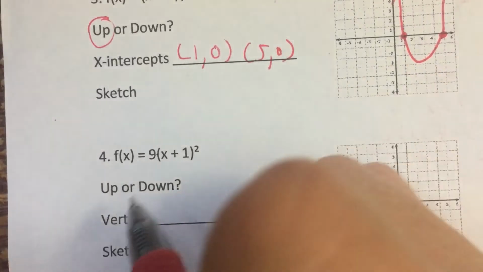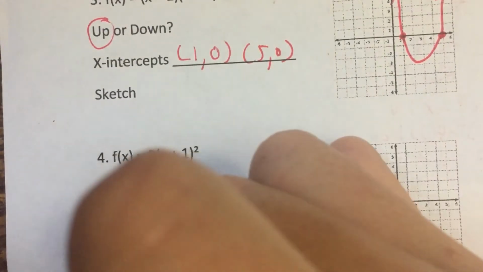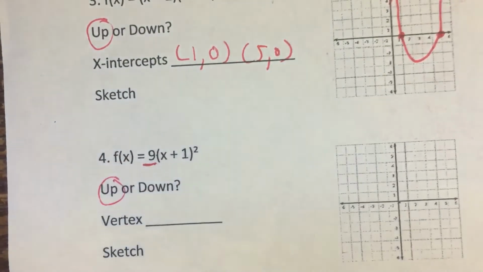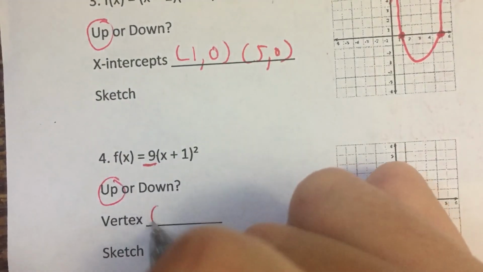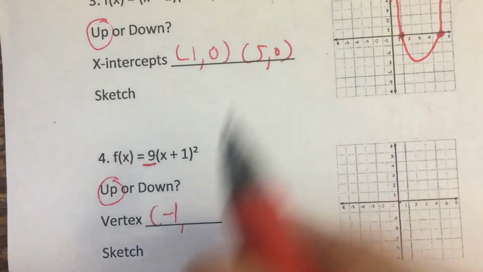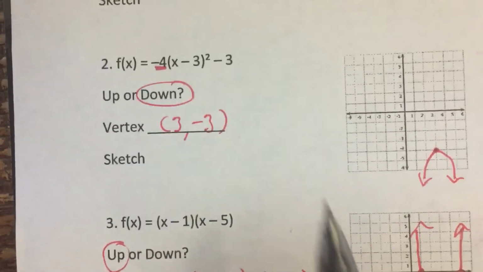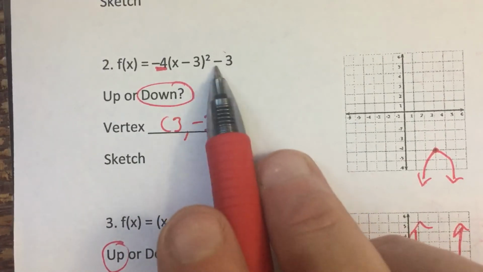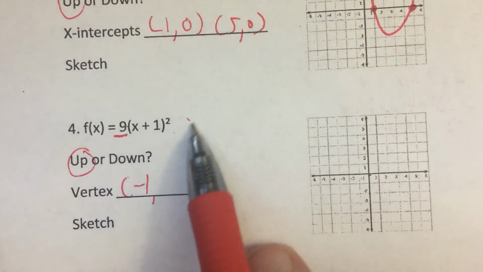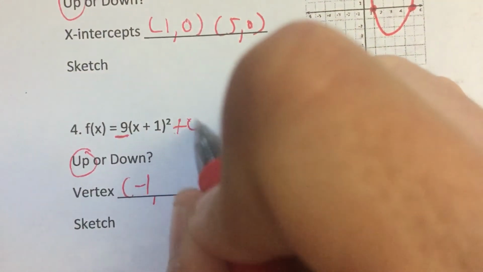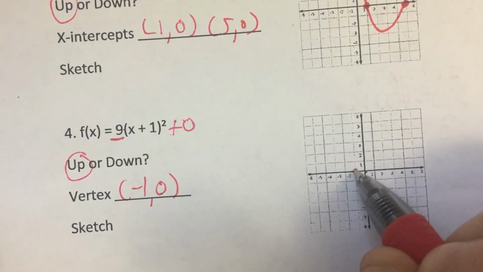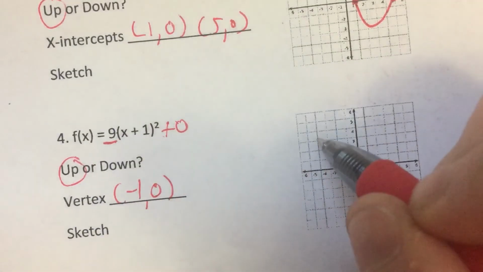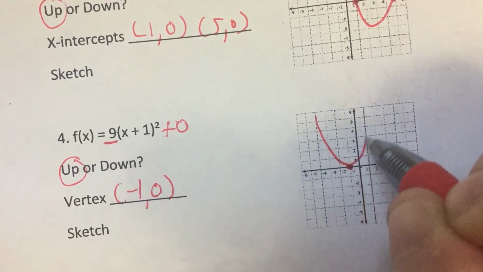Last one, this is vertex form, up or down. This guy's opening up because the A value in front of that parentheses is a positive number. The vertex is the opposite of what's in here, negative 1, and exactly what's out here. A moment ago, we actually had a number out there, negative 3. This time there is no number out there, which tells me that's 0. So negative 1, 0. Go to the left 1, stop. Opens upward. So it looks something like this.